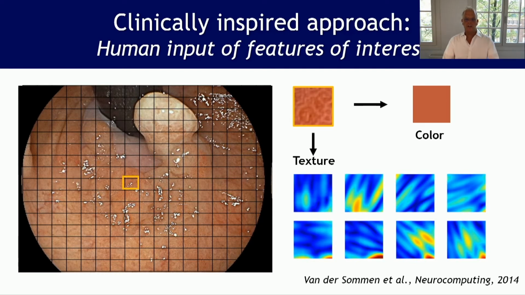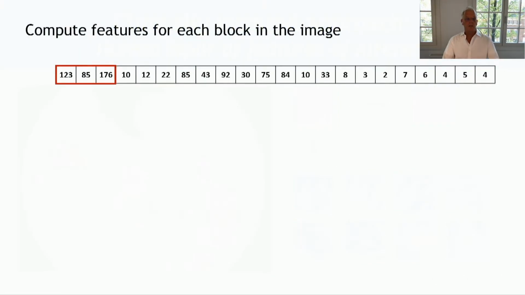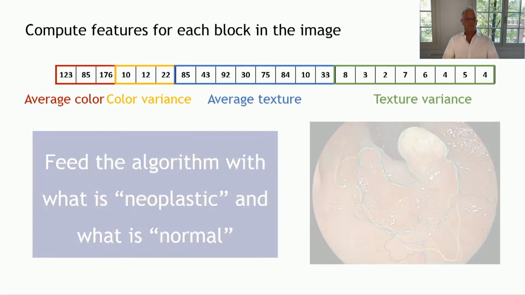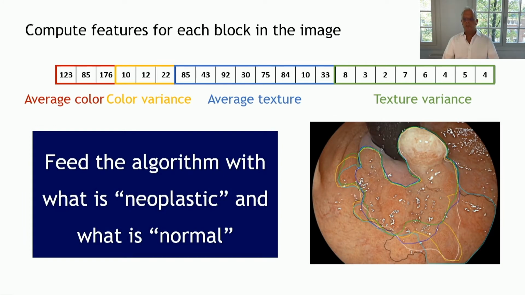Now, if we want to quantify texture, we need certain algorithms for that, but that's something that for people with the background of our technical university in Eindhoven is pretty straightforward. So a block would then generate numbers on color and color variance, and numbers on texture and texture variance. And then the only thing we need to do is to tell the algorithm which blocks are neoplastic and which blocks are normal. And we do that by having experts delineate images like this.